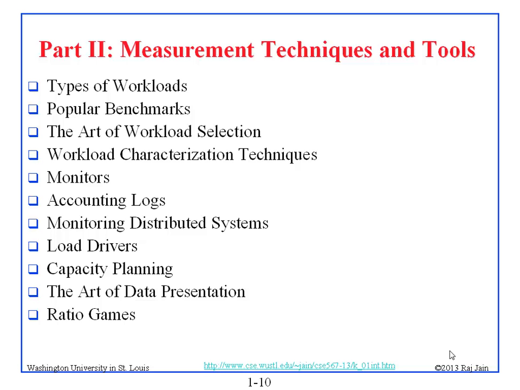Monitors, which is basically part of measurement. Accounting logs. And those actually turn out to be the easiest way to get the workload. You go to the Facebook accounting and see what people have done, how often, and how often they make a new friend, how often they do this, how often they do that, and then you get a workload.